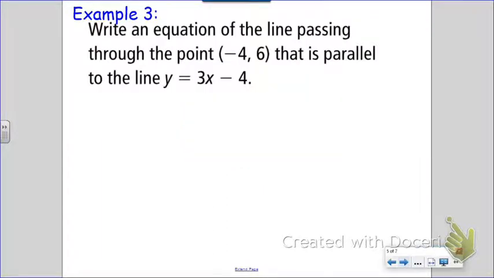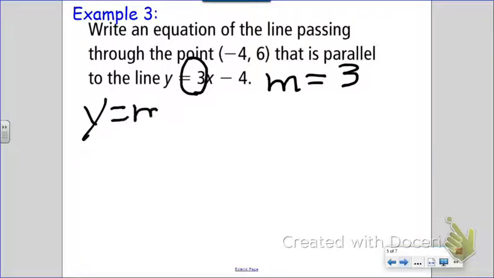In our next example, we're going to write an equation of a line going through the point negative 4, 6 that is parallel to the line y equals 3x minus 4. We look for the slope of the original line, 3. Slope of a line parallel is the same slope, 3. We're going to use y equals mx plus b.